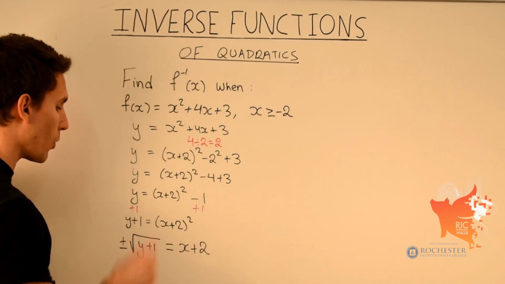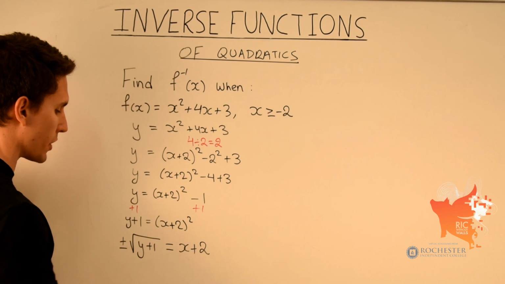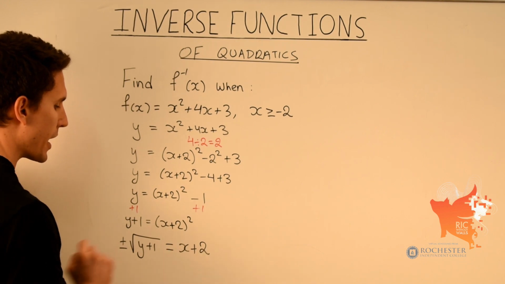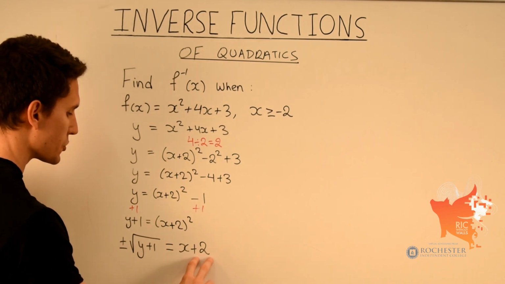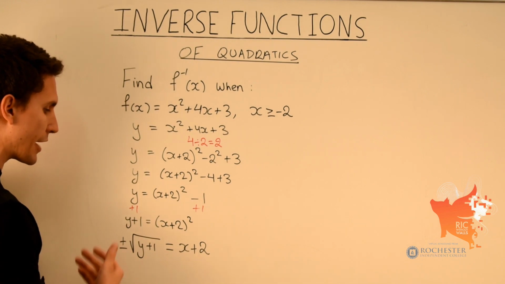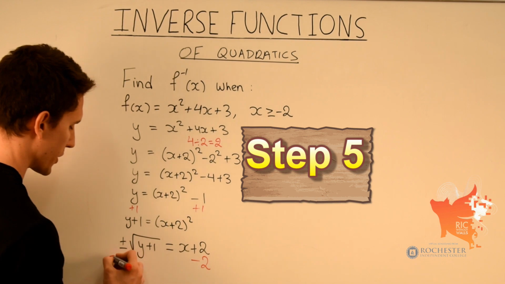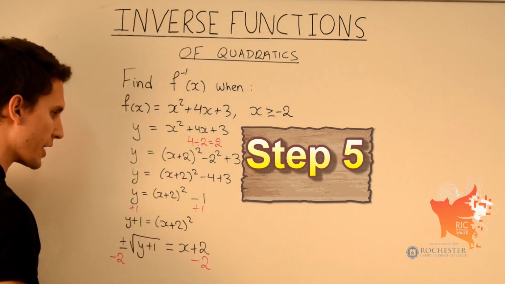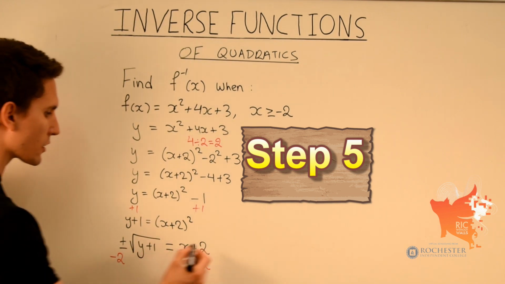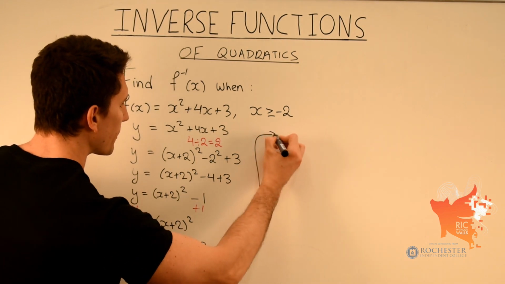Okay, so now we've got one final step left in order to isolate this x on the right, and that is to move this plus 2 to the other side. Now in order to do that, we will simply subtract 2 from both sides. Okay, so let's see what we get if we do that, and I'll go ahead and continue up here.